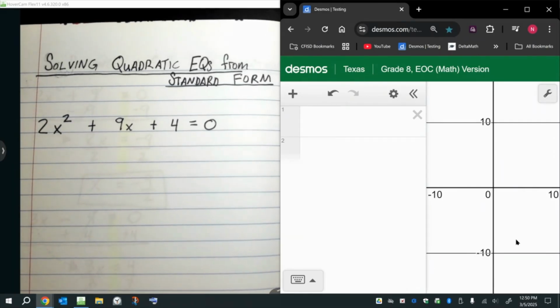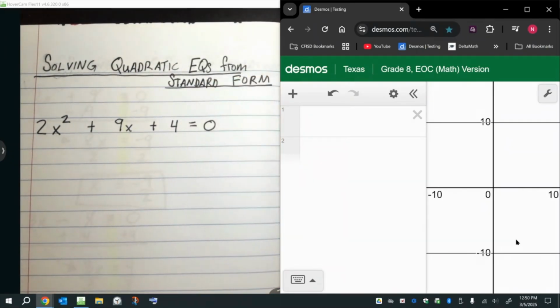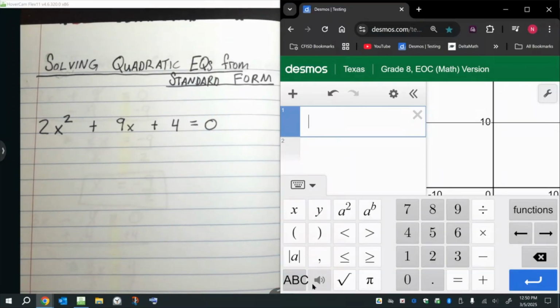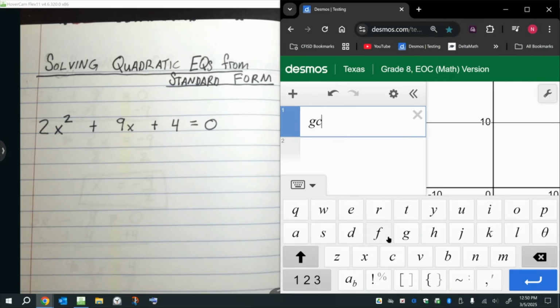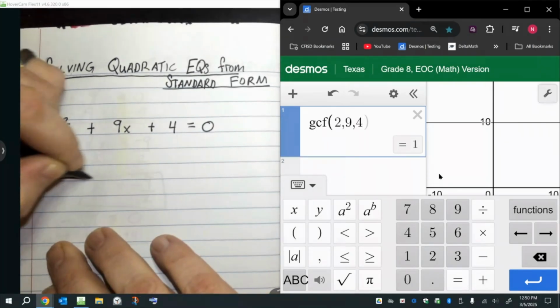So here we go. Now we're going to look at the whole thing. We're not going to ignore zeros. So we're going to do the whole thing. First thing we need to do is check GCF. GCF of 2, 9, 4. GCF is 1. So I just go straight to my box.